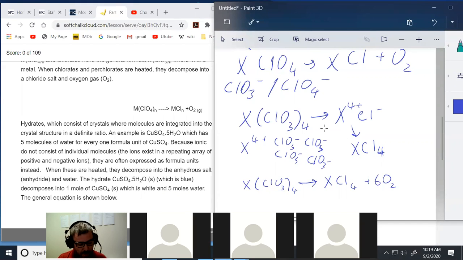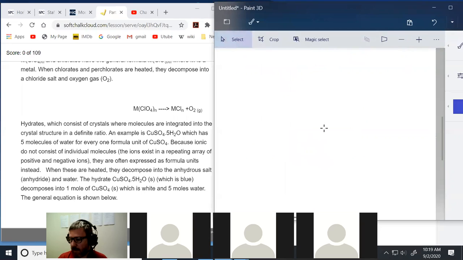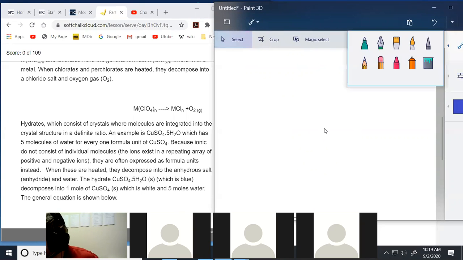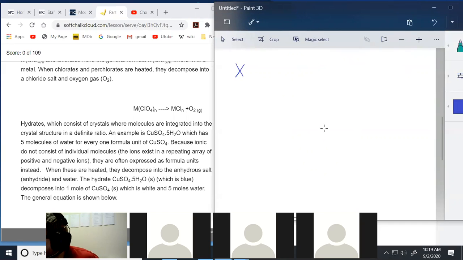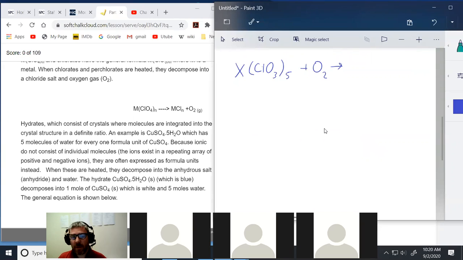Okay, I'm going to do another example here. All right, what if we had this one, which is probably one of the more difficult ones: X(ClO3)5 plus O2. Can anybody tell me what the formula of the chloride is going to be? You should be able to tell me pretty much off the top of your head here. If we know that chlorate is a -1 charge and chloride is Cl minus, what would be the formula of the chloride?